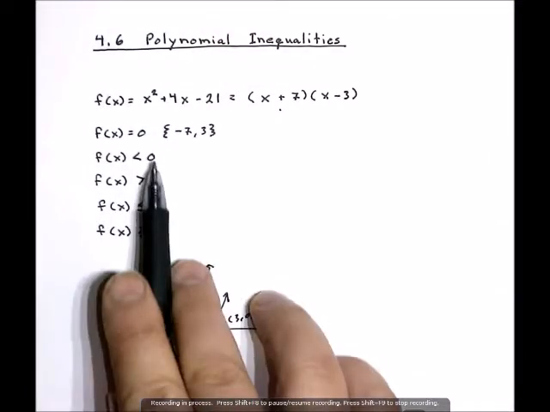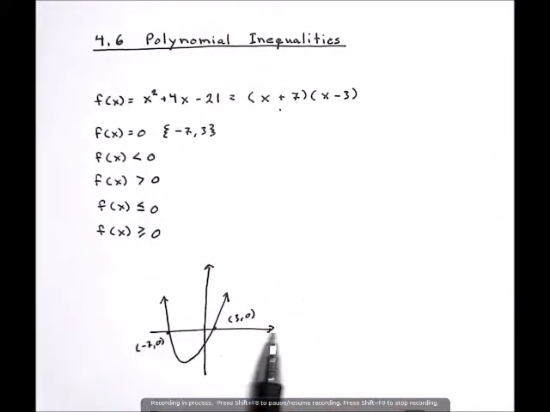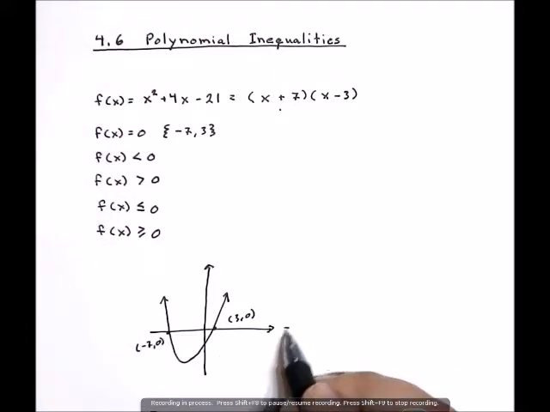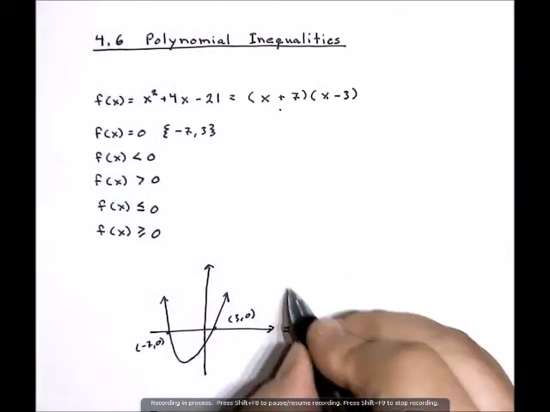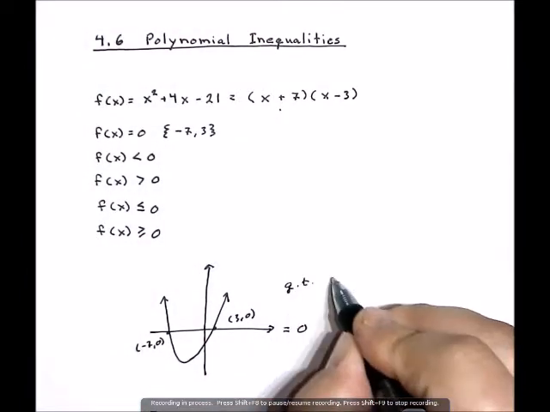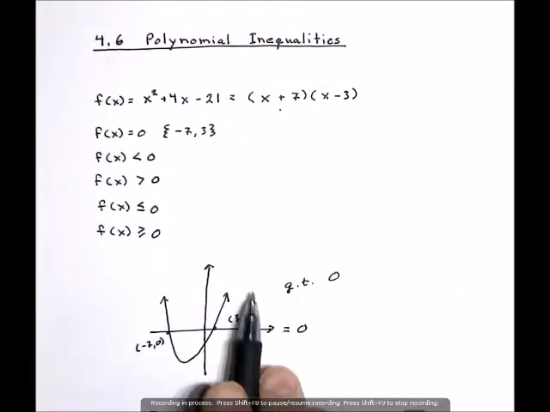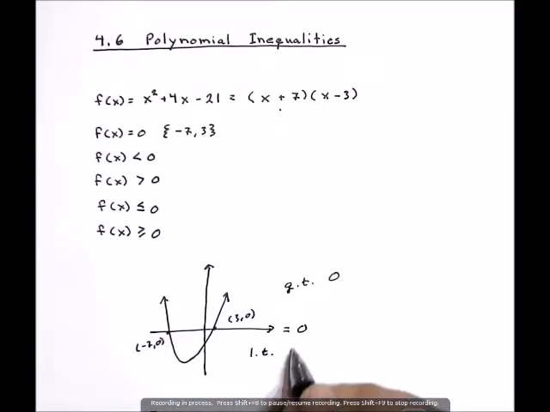Now, all these zeros here relate to the x-axis. So equals 0 means right on the x-axis. Greater than 0 means above the x-axis. And less than 0 means below the x-axis.